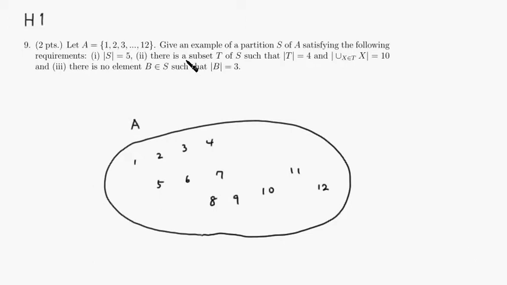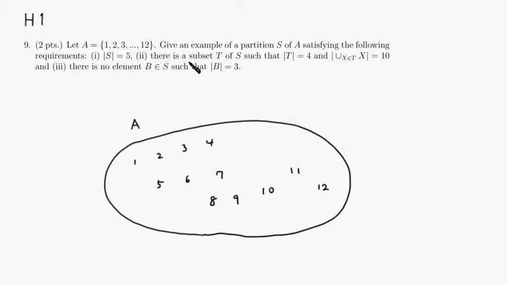Then we want to give an example of a partition S. We're going to have to divide it into subgroups satisfying the following requirements. Part 1 says that the cardinality of the partition is equal to 5, which just means that we have to divide it into 5 subgroups, right? So we know what that means.